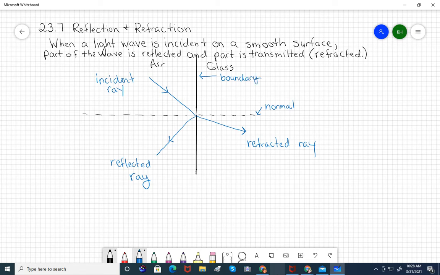We measure all of our angles from the normal. The incident ray we are going to call theta A, and the refracted ray, we measure it from the normal also. We are going to call theta B, and the reflected ray, we're going to call theta R. Just to be consistent with what the labeling looks like in your textbook, the incident and the refracted, that's A and B. The reflected ray, we're just going to call theta R.